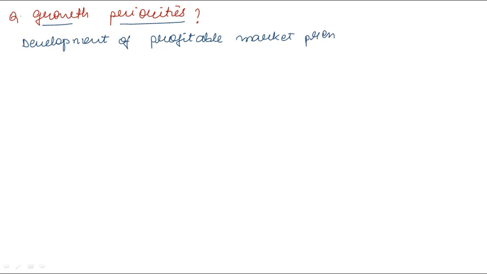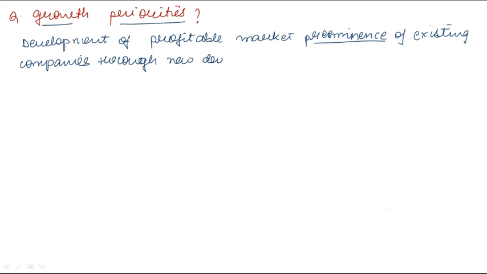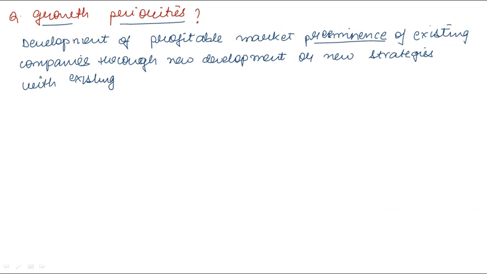Preeminence. It's double E over here. PREEMINENCE. So preeminence over here refers to basically the strength which your company possesses of existing companies through new development, or new strategies with existing stores.